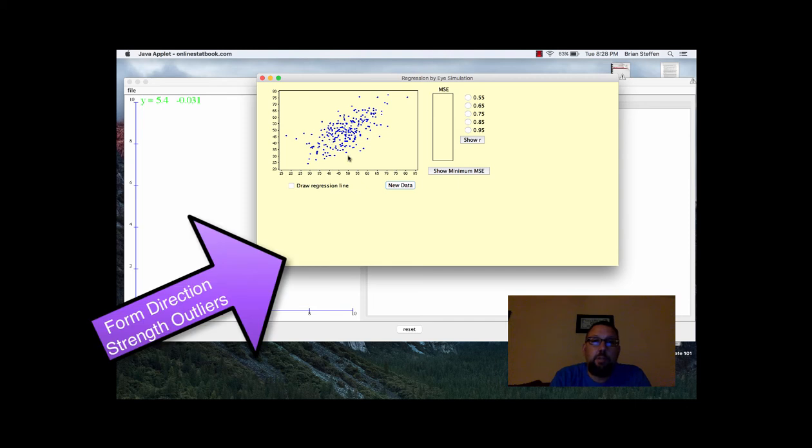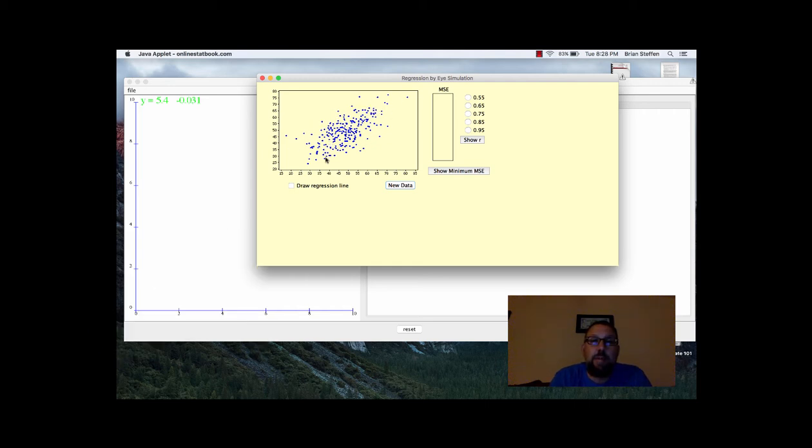Form, direction, and strength. Strength is how close the data points are to following whatever pattern we see. So is this data following a pattern? The answer is yes, it is. It's all going up. Is it going up in any type of curved pattern? No. Is it linear? It actually is somewhat linear. So I would say this is moderate strength and linear.